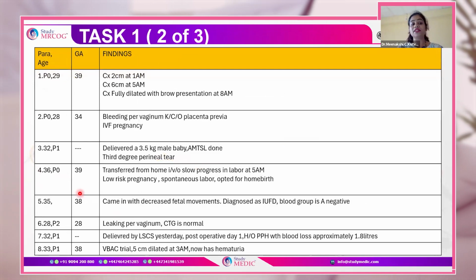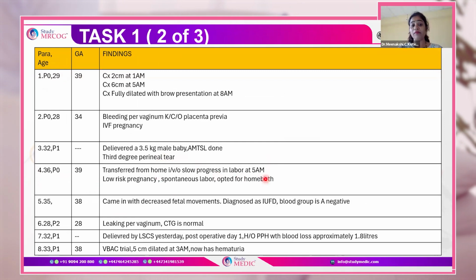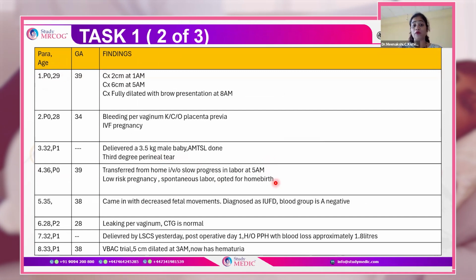And the next one is about a 36-year-old primigravida who presented at 39 weeks. She's been transferred from home at 5 a.m. in view of slow progress. Okay, so already it has been given to you. So you can see what the slow progress is all about.